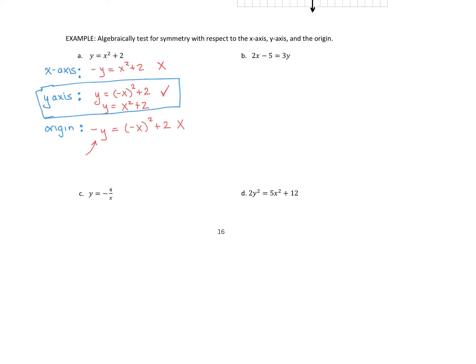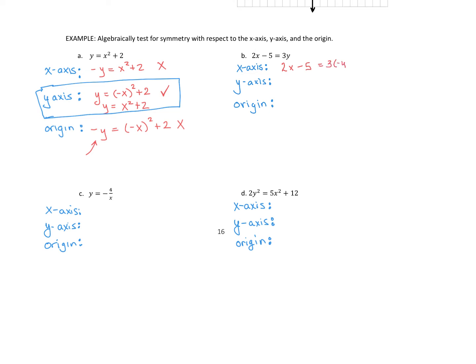All right, let's look at this linear equation. This is example B, 2x minus 5 equals 3y. So if we want to test for x-axis symmetry, we're going to replace y with a minus y. And that's going to change things. So that is not symmetric to the x-axis. Similarly, if I replace x with a negative x, we do not get the same thing. So it does not have y-axis symmetry.